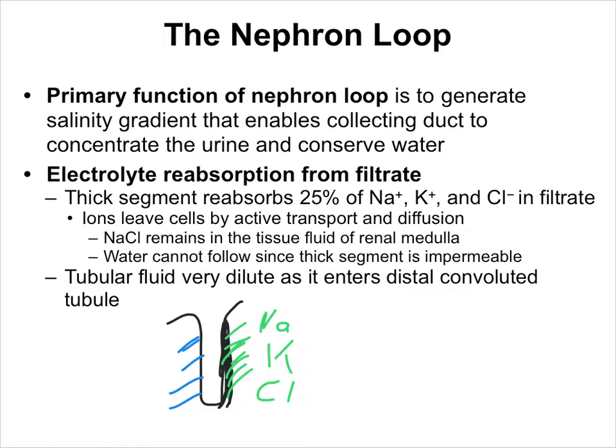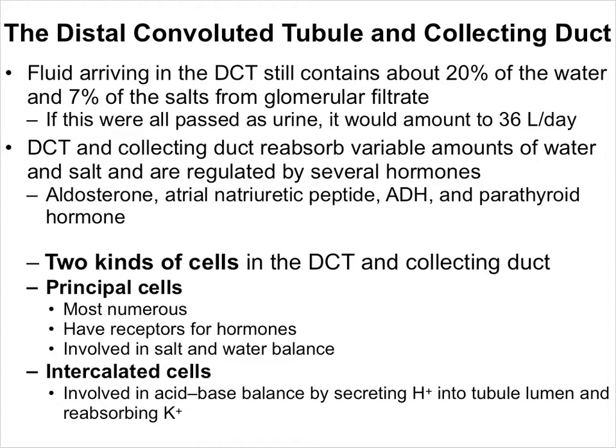You start with dilute solution up here. As water is removed, it becomes concentrated. So at the bottom, you have a concentrated filtrate. And then salts are removed on the way back up. And so many salts are removed that you end up with a dilute solution again, entering the distal convoluted tubule. So the distal convoluted tubule has about 20% of the water and about 7% of the salts remaining in it.